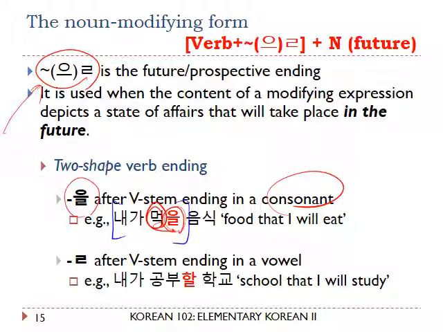However, if the stem ends in a vowel, then attach 리을. For example, 내가 공부할 학교. The stem is 공부하, right? And the stem final letter is a vowel, so attach 리을. Okay, so that you have 공부할, and 내가 공부할 is a noun modifier, which modifies the following noun, 학교, the school that I will study.